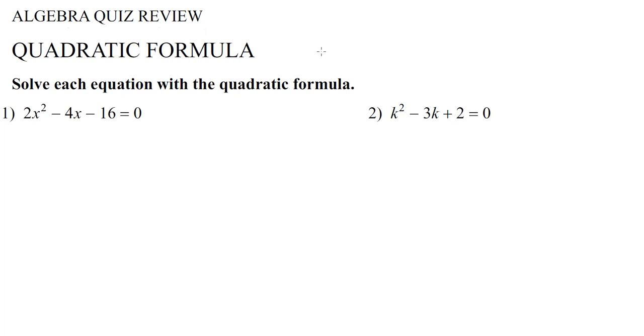All right, so let's go ahead and work through this algebra quiz review for quadratic formula. Remember that the quadratic formula is x equals negative b plus or minus radical b squared minus 4ac over 2a. And when you go to use this to solve these equations, you're going to use parentheses and then substitute the correct values for each variable and then work it out.